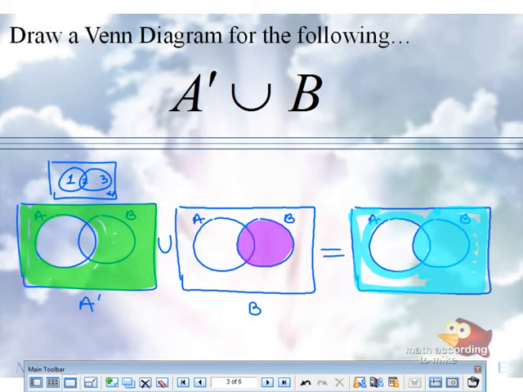Yay. Oh, there we go. Stay inside the lines. Very good.